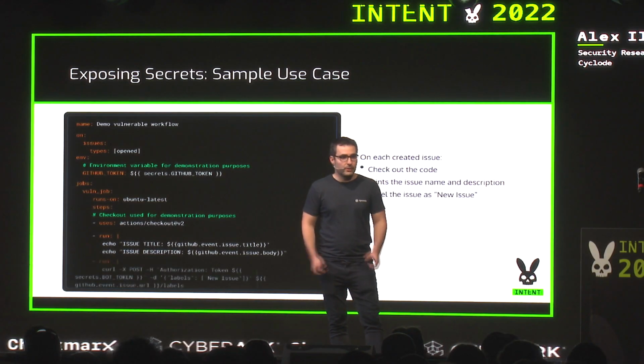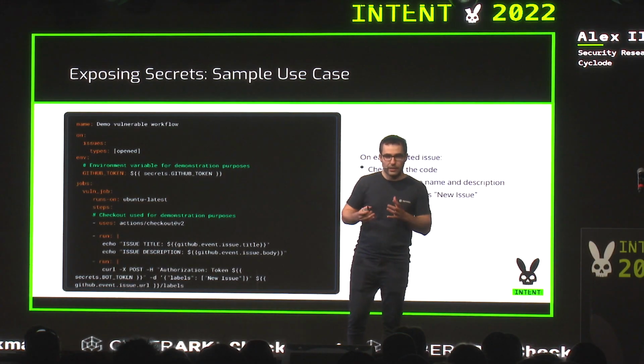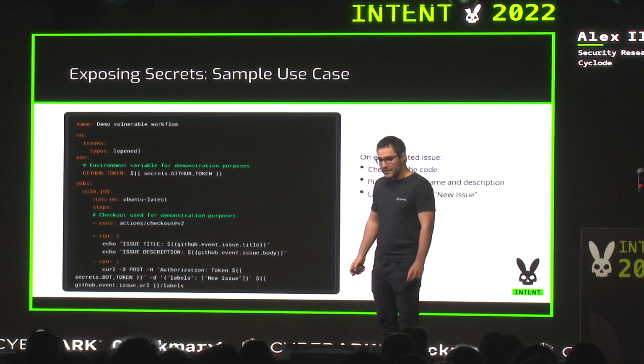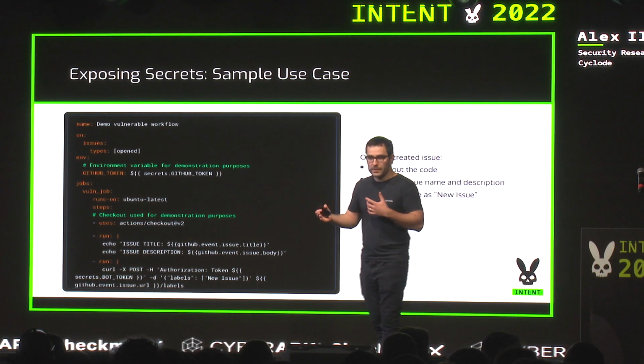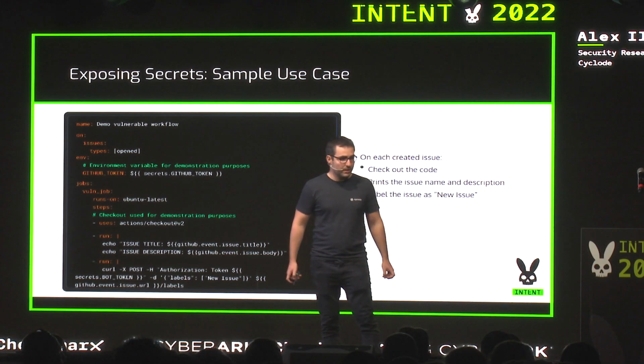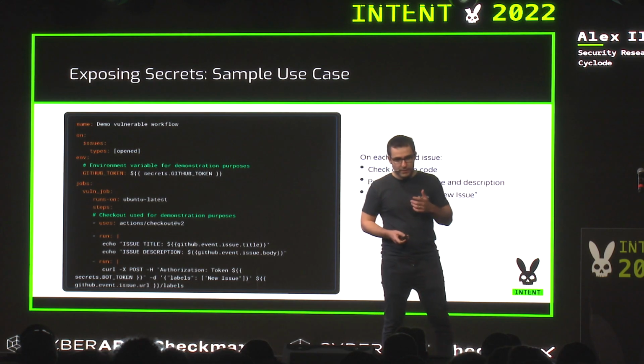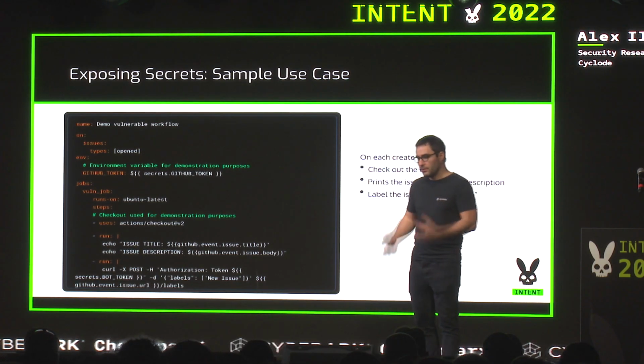The first step will download the code. It's running checkout, which is an external GitHub action command. The second one just echoes the issue title and description. And the third one will be running this short script to update the issue label with a new predefined label.